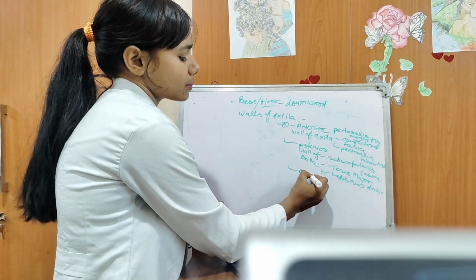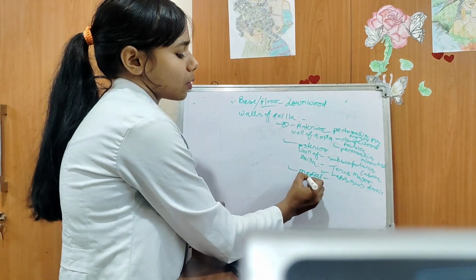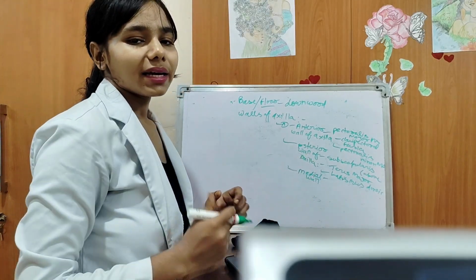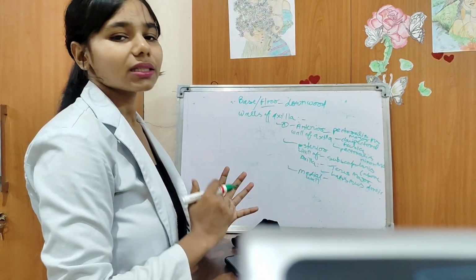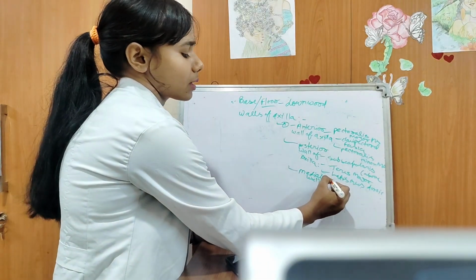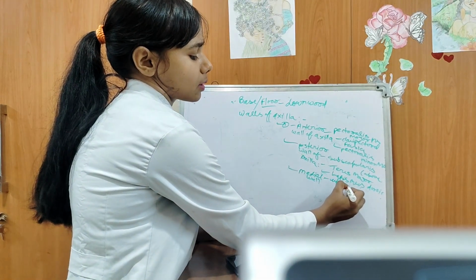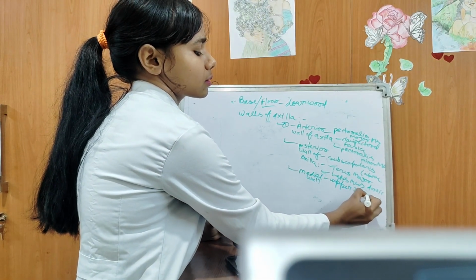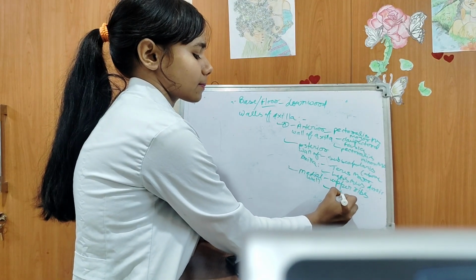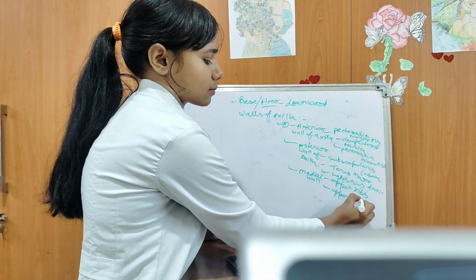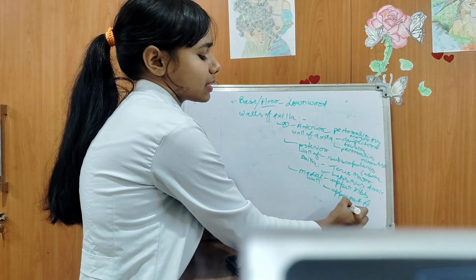And now let's talk about the medial and lateral walls. The medial wall is formed by the upper 4 ribs and the upper part of serratus anterior muscle.